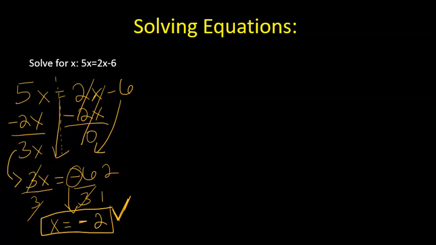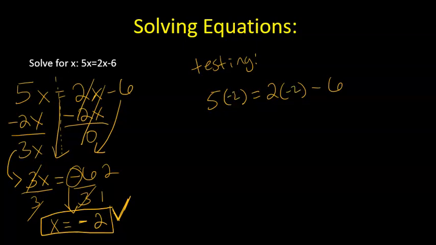And maybe I'm confident. Maybe I know for a fact that's the answer and I can move on to the next problem because I don't need to mess with it anymore. But let's go ahead and do our testing. So it was 5 mystery number equals 2 mystery number minus 6. We decided our mystery number is -2. -2, right? So that gives me -10 equals -4 minus 6.